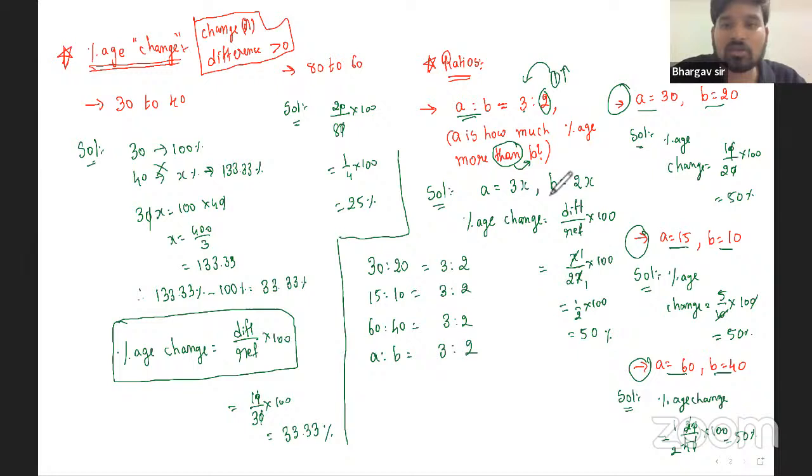हमेशा 3:2. मतलब to find out the percentage change, you need not know the values of the variables. Even if you know the ratios, you can find the percentage change. Okay, very very important point.